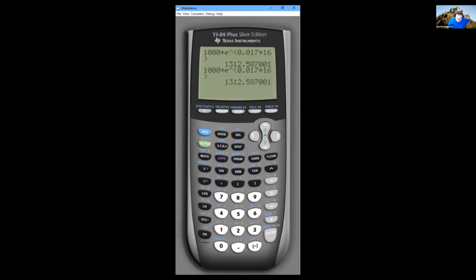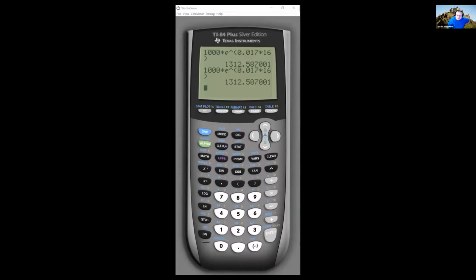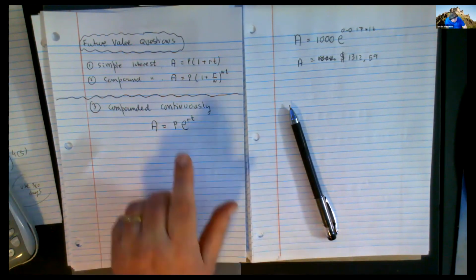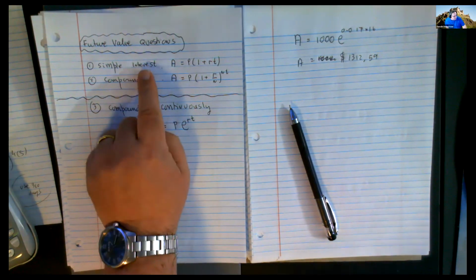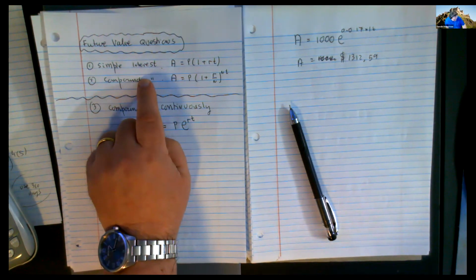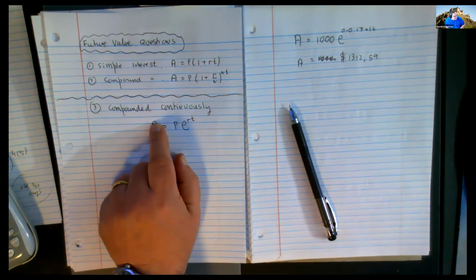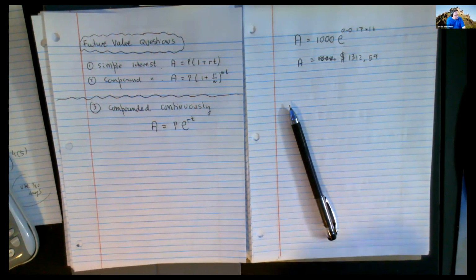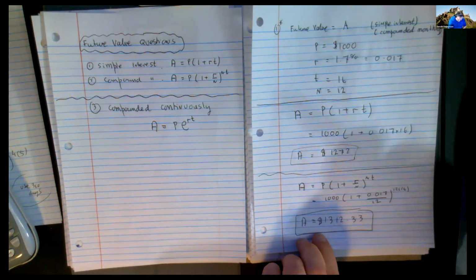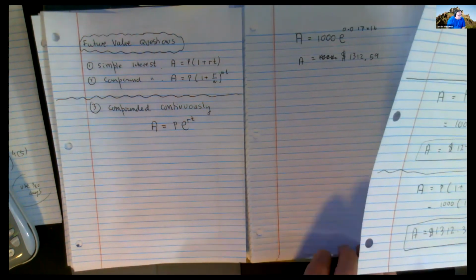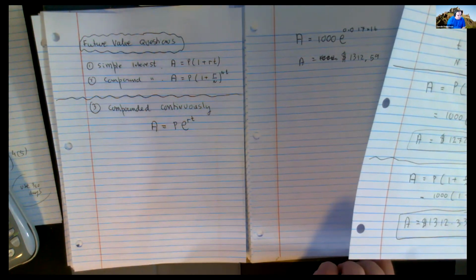Right, so let's return to basically our questions. Are we happy about how to find future value simple interest, future value compound interest, and future value compounded continuously interest? Are we good with those three questions? Simple, compounded, in this case monthly, compounded continuously. Any questions? Are we good?